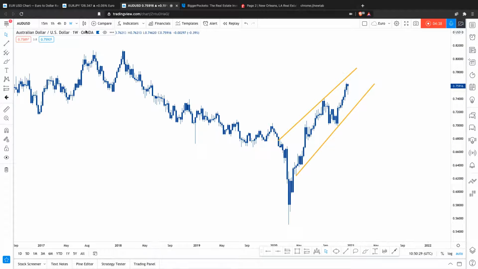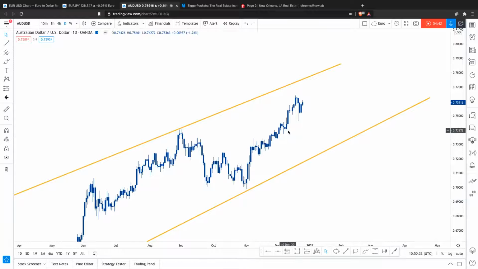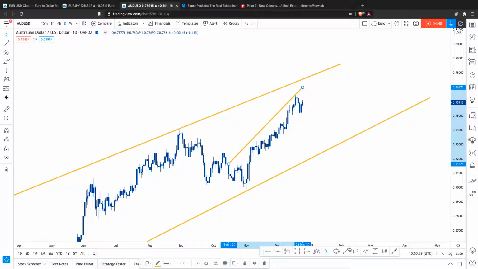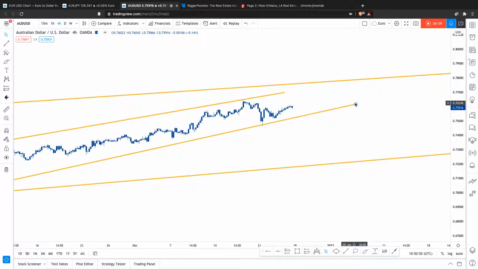And then again, if we go down to the daily, what can we see? We can see we're getting another channel. So again, it kind of looks like the euro, but like I said, everything's more squeezed, as you'll see right here. Everything's more squeezed. 1, 2, right? So looking to get that third.